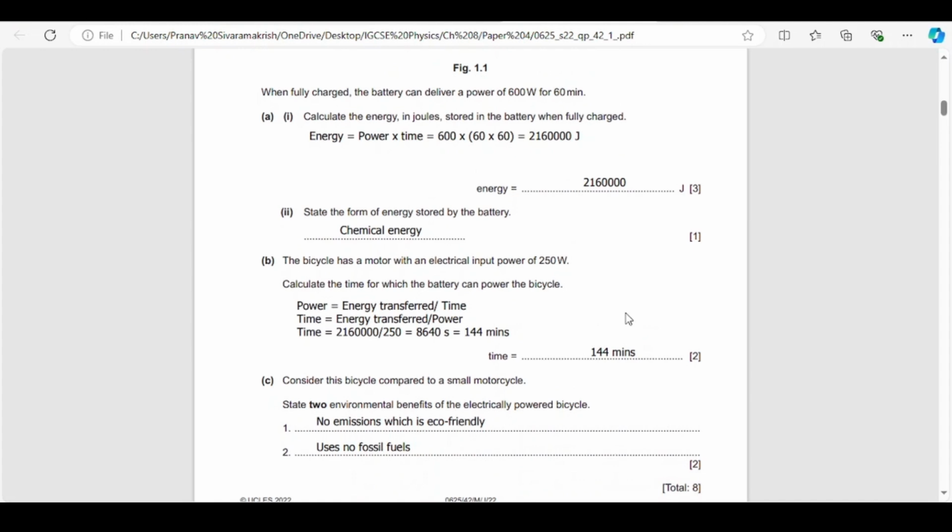So in B, we say the bicycle has a motor with an electrical input power of 250 watts. Calculate the time for which the battery can power the bicycle. So we know that the power is the energy transferred over a period of time. And now we want to rearrange the equation because we want to know the amount of time for which the battery can power the bicycle. We know the amount of energy the battery has. So the time is going to be equal to the energy divided by the power.